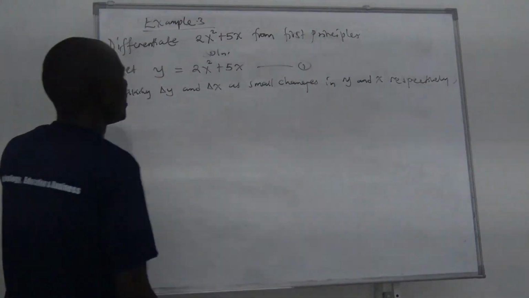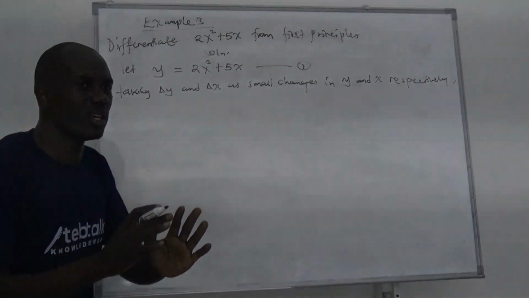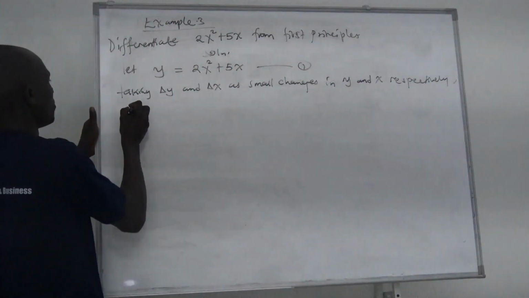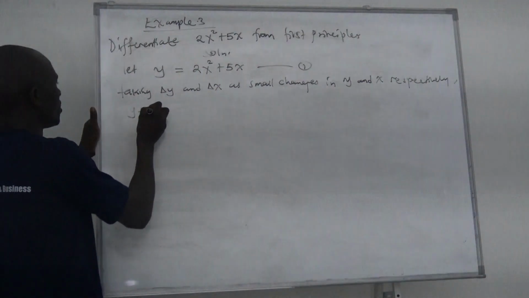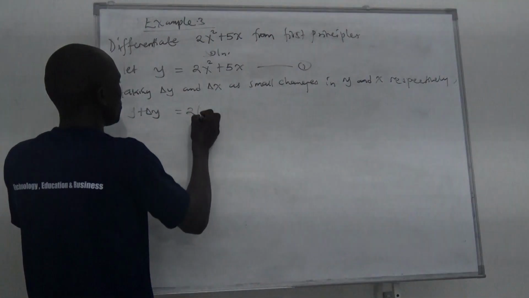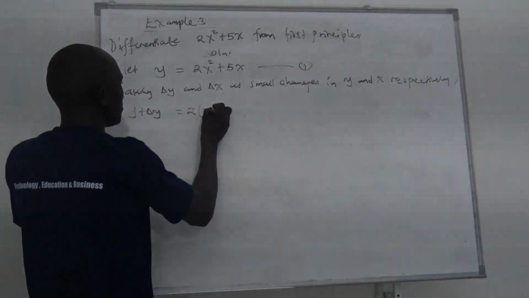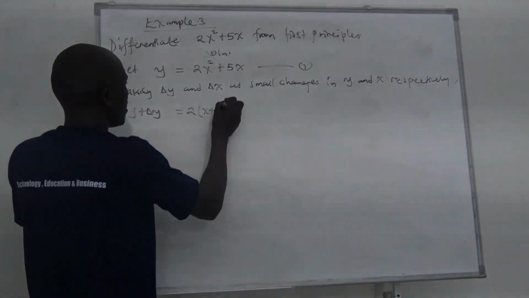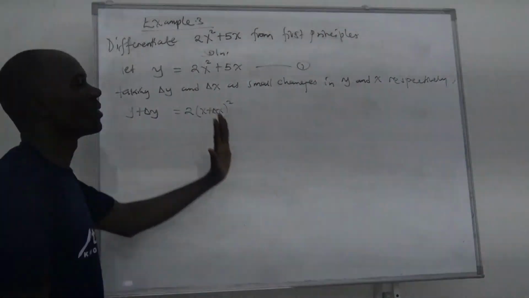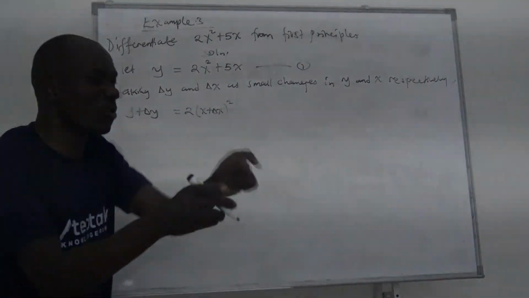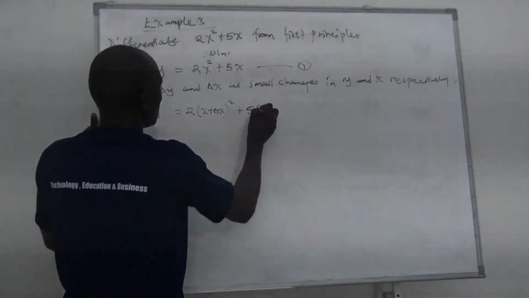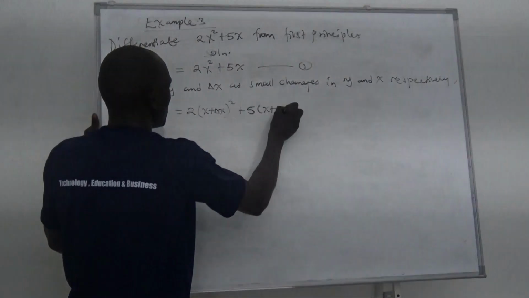So what I'm going to do, where there is y, put a small change in y. Where there is x, put a small change in x. What are we going to have? Y plus a small change in y equals 2 into x plus a small change in x, the whole thing squared. Don't only say x squared; x plus small change, all of them are squared. Plus 5 into x plus small change in x.